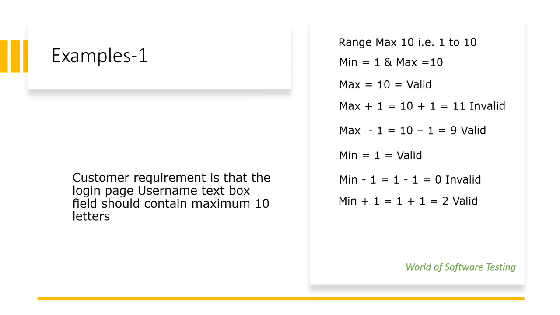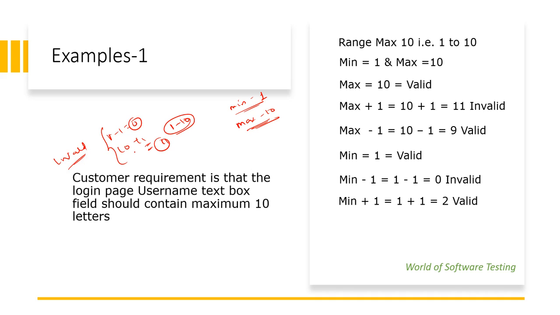Similarly, take the next example here. Now the customer requirement is that the login page username text box field should contain a maximum of 10 letters. So now we know the maximum is 10. Definitely there must be something, right? So the minimum should be 1. So this is the range, 1 to 10. Again min minus 1, that is 0, is invalid, and then 10 plus 1, which is 11, should be invalid. So these two are the invalid values.